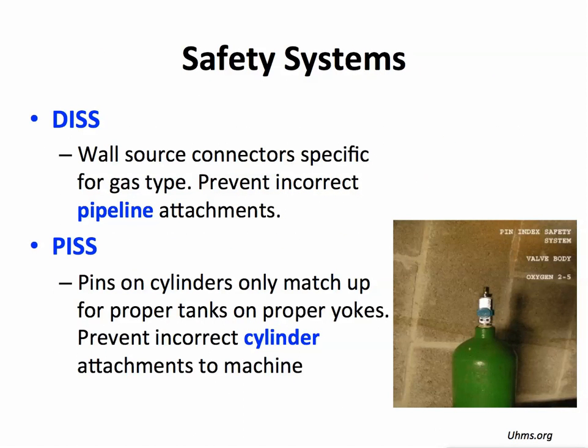Now some safety systems associated with the anesthesia machine. The first is the diameter index safety system, the wall source connector specific for a gas type. That is, the DISS system prevents you from connecting a nitrous blue line into a green oxygen source, as opposed to the pin index system, which is on the cylinders, which allows you only to match up proper tanks and proper yokes and prevents an incorrect cylinder attachment to the machine.